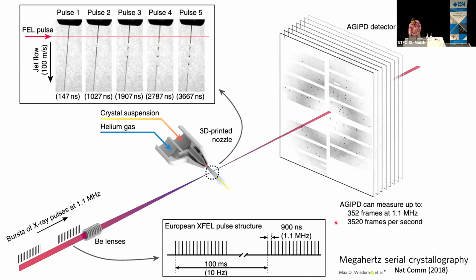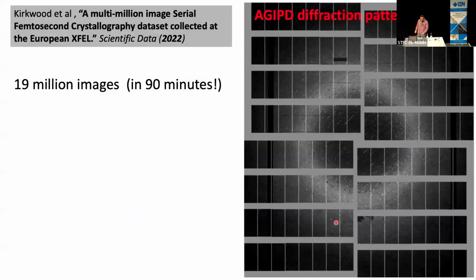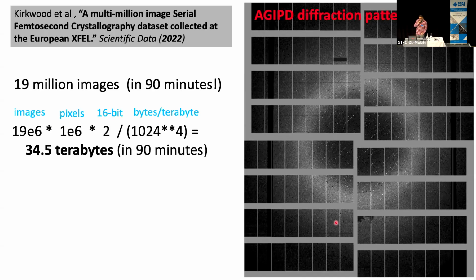And this paper came out, a data deposit of 19 million images that were collected in 90 minutes at the European XFEL. And so that's a lot of data. You get it very fast, and you can process this offline and it's not a big deal. 19 million images in a data set is kind of typical for an XFEL experiment.